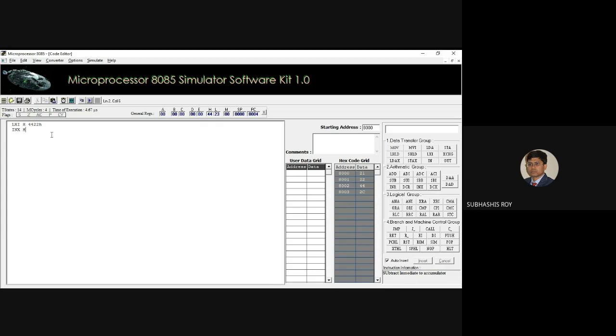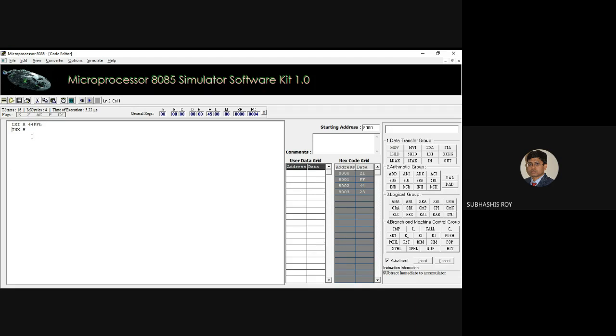Here you can see that using INR also you can get the same result. But if I change the data a little bit, say 44FF, what is the actual result? 4500. This is the result you are getting because you are considering this as a 16 bit number. When you are increasing this 16 bit number by 1, you can do it manually: 44FF plus 0001.